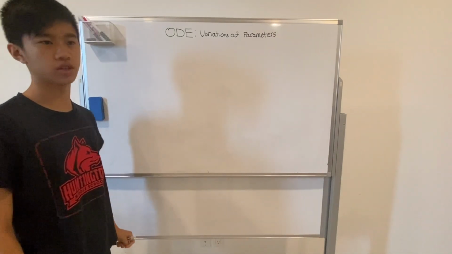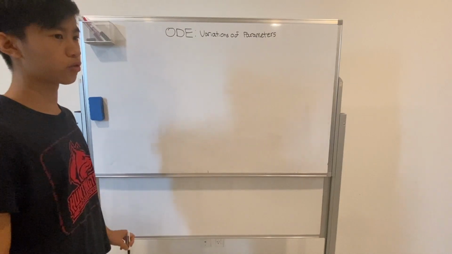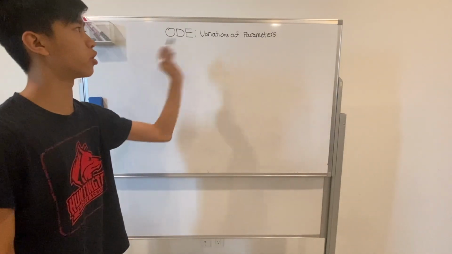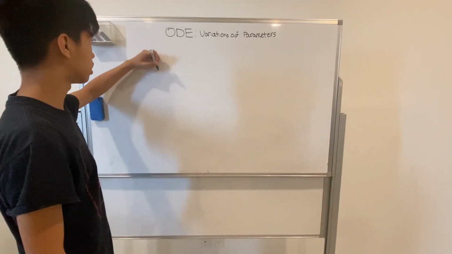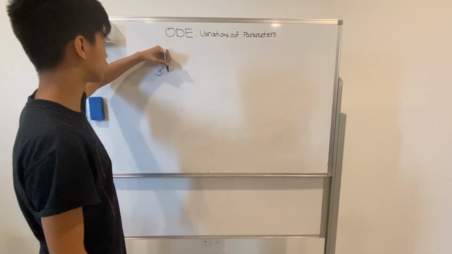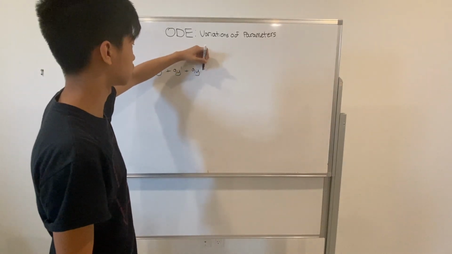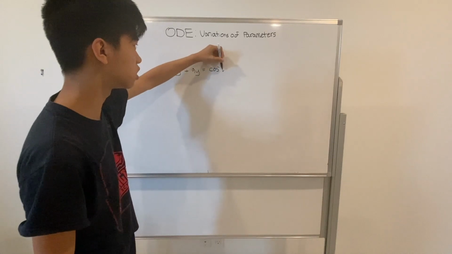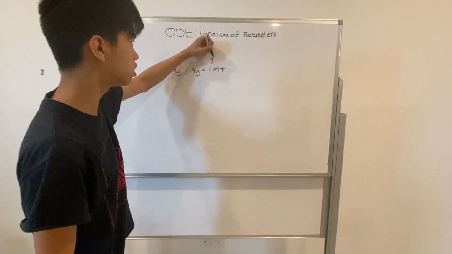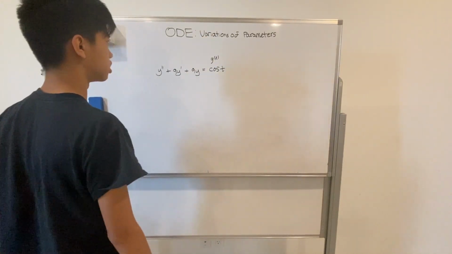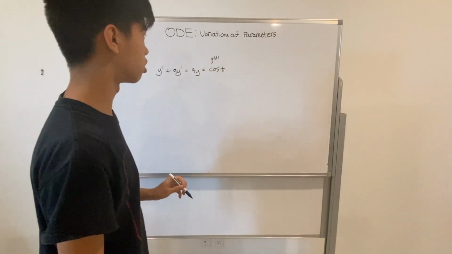Okay, hello again, YouTube. Today, we're going to cover a method of solving differential equations in ODE, called variation of parameters. In the last video, we covered how to solve differential equations that look like this, where we had cosine of t on the right-hand side as our g of t.